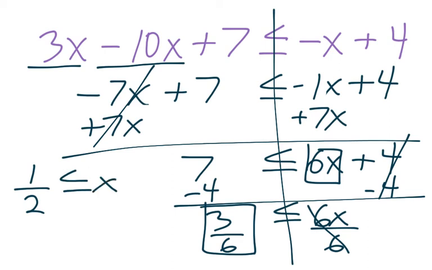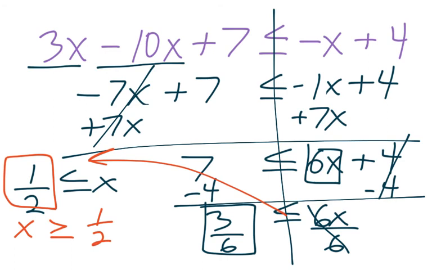And again, I'll continue my work right over here. Let me just make a red arrow so you can follow that. So 3 over 6 is 1/2. Sign stays the same, right? x, and now I do recommend you rewrite that. x is greater than or equal to 1/2.